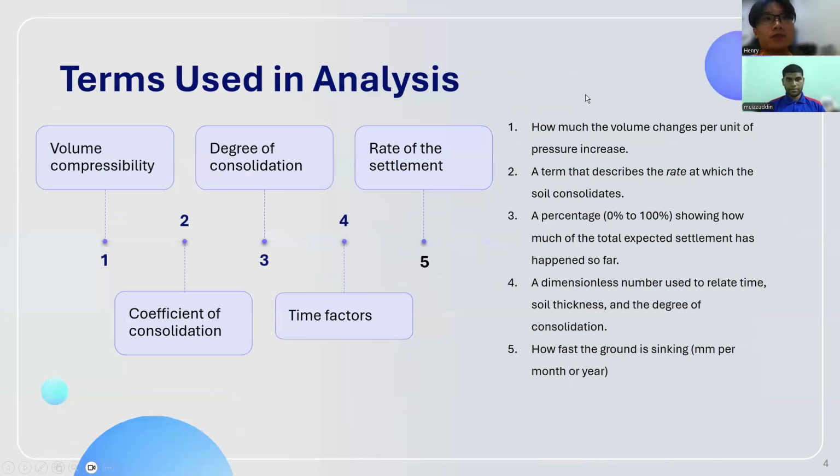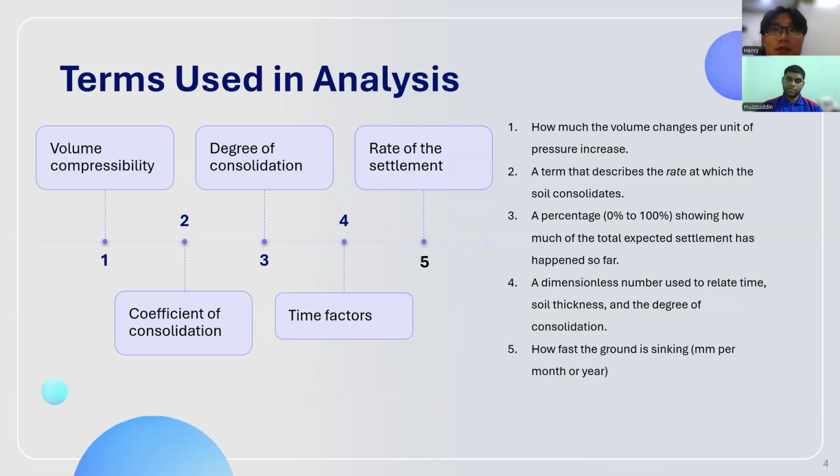And next are terms used in analysis. The first, we have volume compressibility. It is how much the volume changes per unit of pressure increase. And next is coefficient of consolidation. It is a term that describes the rate at which the soil consolidates. And the third is degree of consolidation.